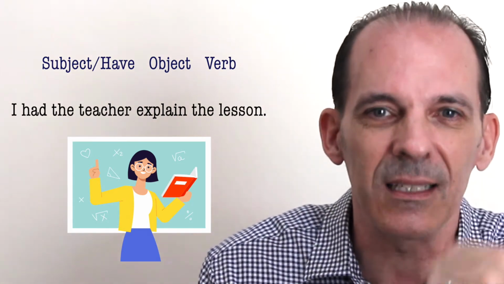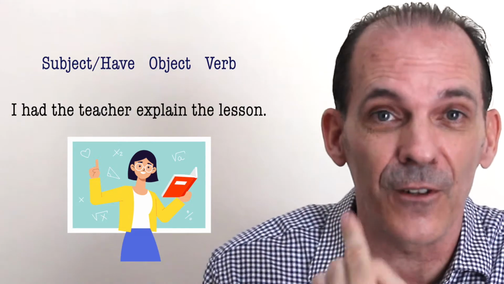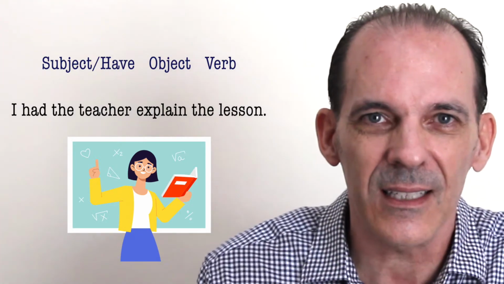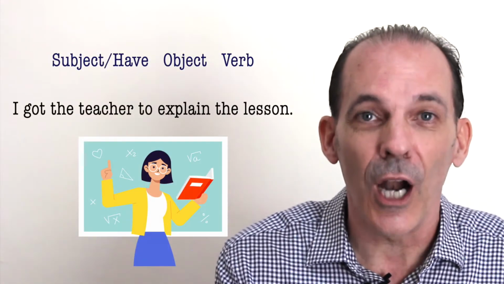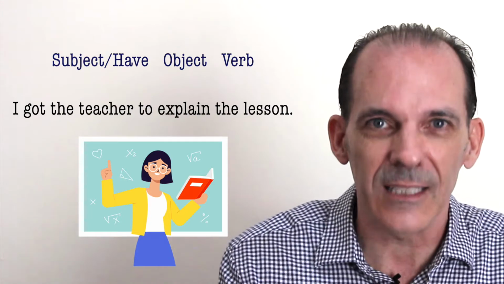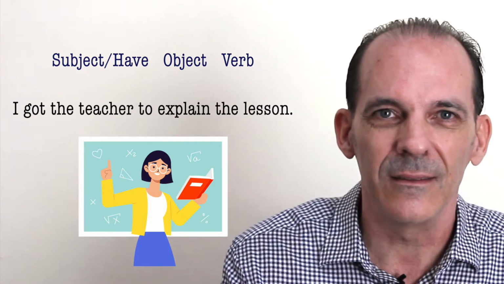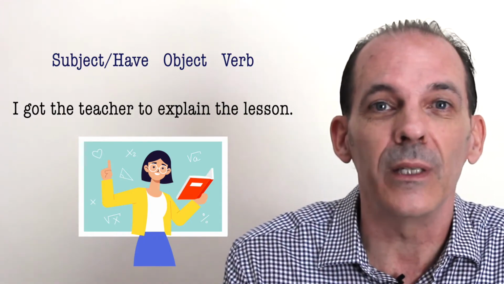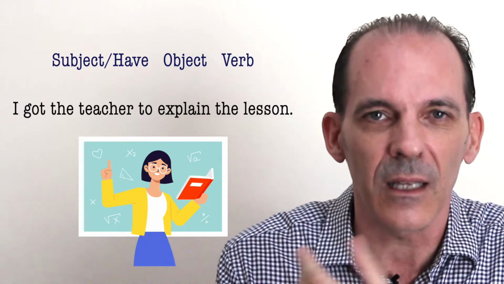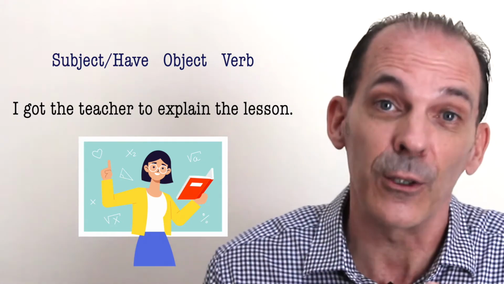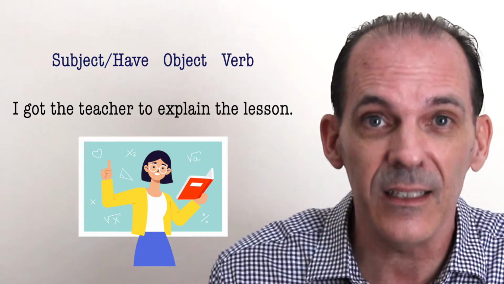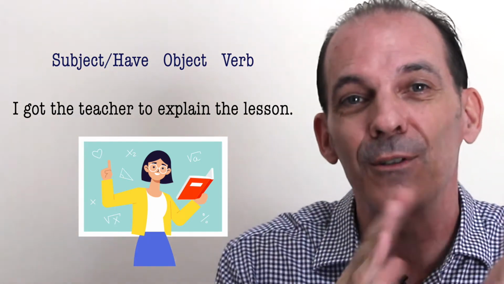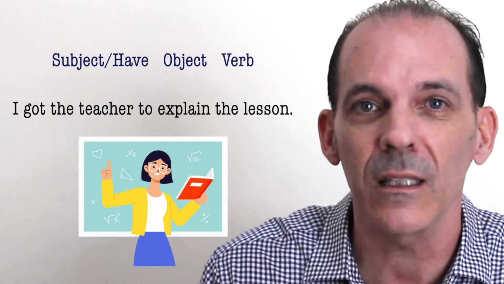Let's consider an example with get. In fact, we'll take our very first example again. This time we'll see how we use it with get. Pay close attention. I got the teacher to explain the lesson. You see that? Do you see the difference? So you'll notice that in this structure, the verb needs to be in the infinitive form instead of the simple form. So if I use have, I had the teacher explain the lesson. But if I use get, I will say I got the teacher to explain the lesson.